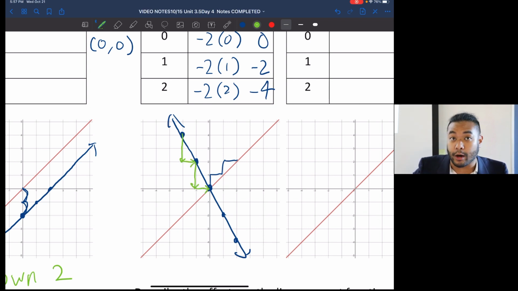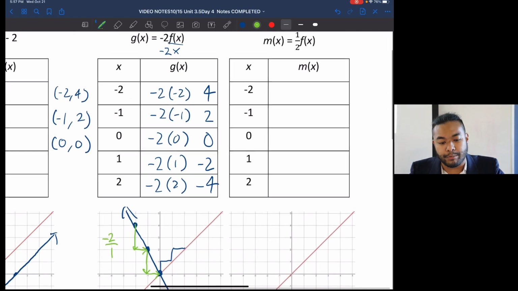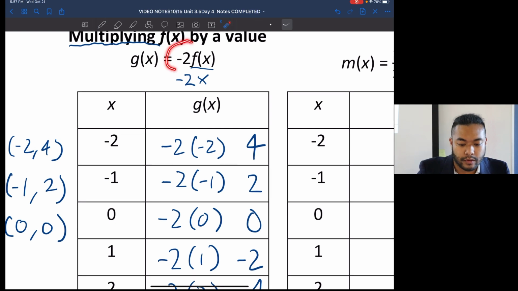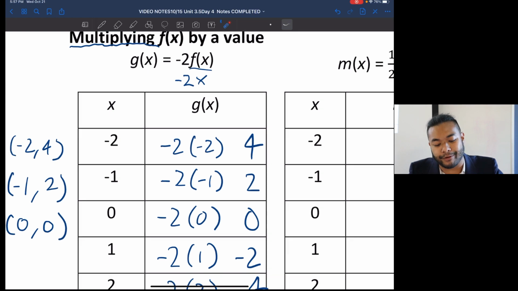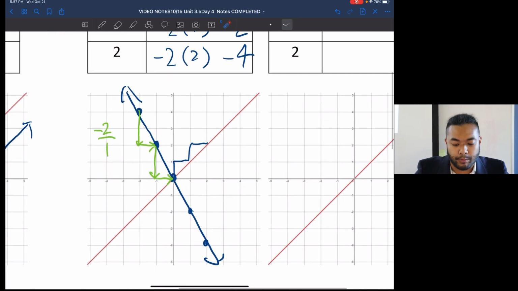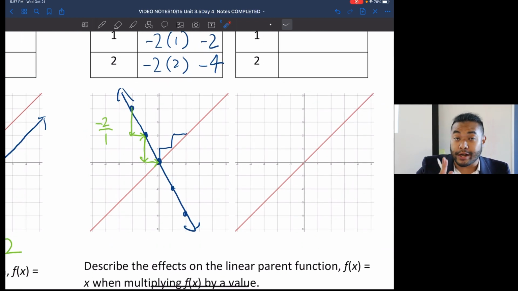And we know down is going to be negative. So negative 2 over 1. That's my rise over run. That's my slope. So by multiplying the entire parent function by negative 2, I've changed the slope from 1 to negative 2. And that makes sense. So the two transformations are happening.